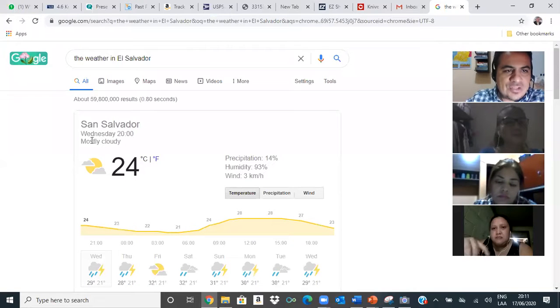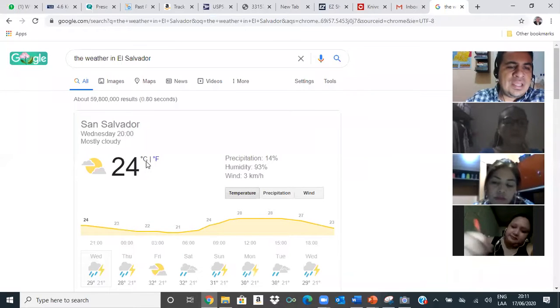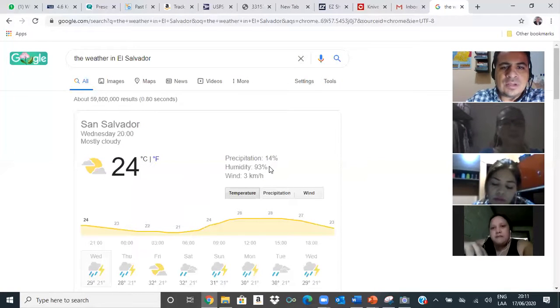Right now, it tells me that it's 24 degrees. How do you say grados in English? You say degree. 24 degrees Celsius. It's mostly cloudy. Remember, we talked about how do you say porcentaje in English? Percent. 93% humidity.